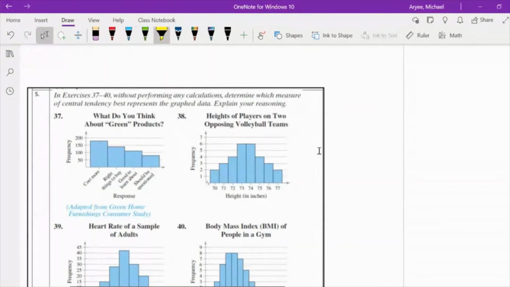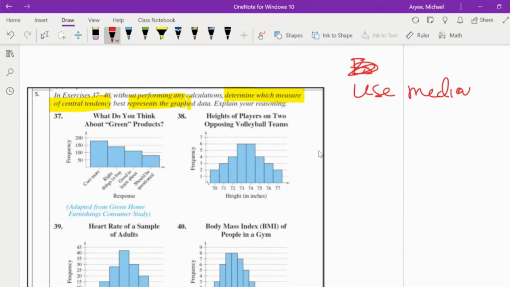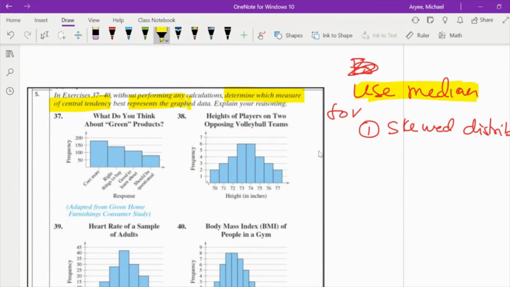Okay, what do we have here? Oh, now this is a very interesting question. It says determine the measure of central tendency that will best represent the graph. Now this is what I want to say. I'll say use the median for skewed distributions. Whether it's skewed to the left or right, it doesn't matter. The median is preferred.